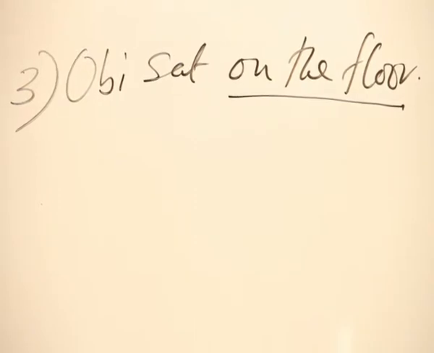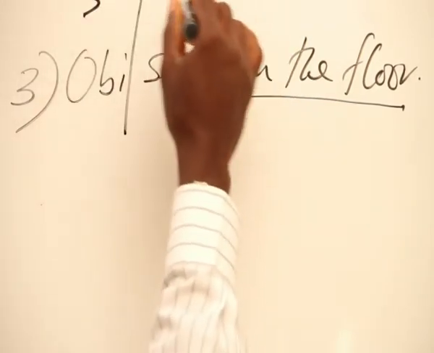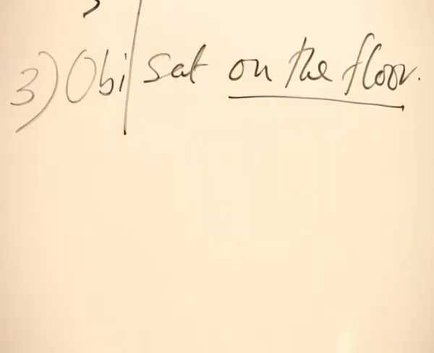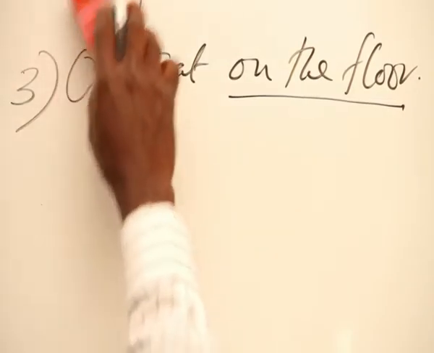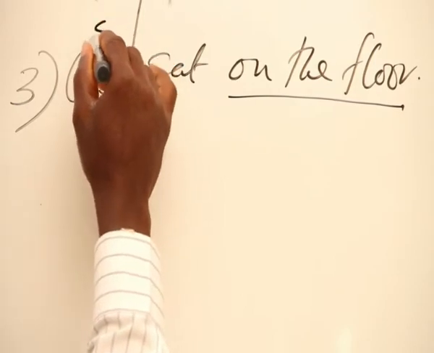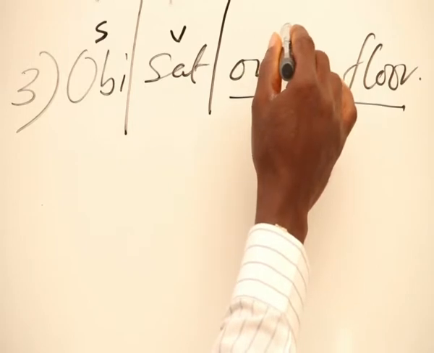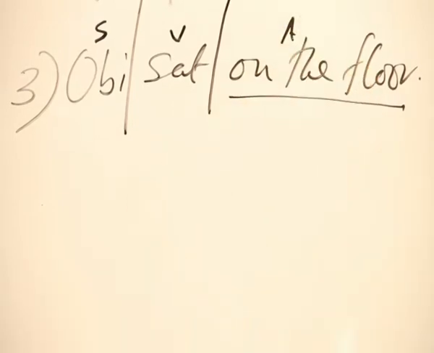What is the function? At this point you have your subject, you have this as a verb, then our prepositional phrase becomes our adverb, telling you adverb of place. This is actually functioning as an adverb of place. Where did Obi sit? Obi sat on the floor.